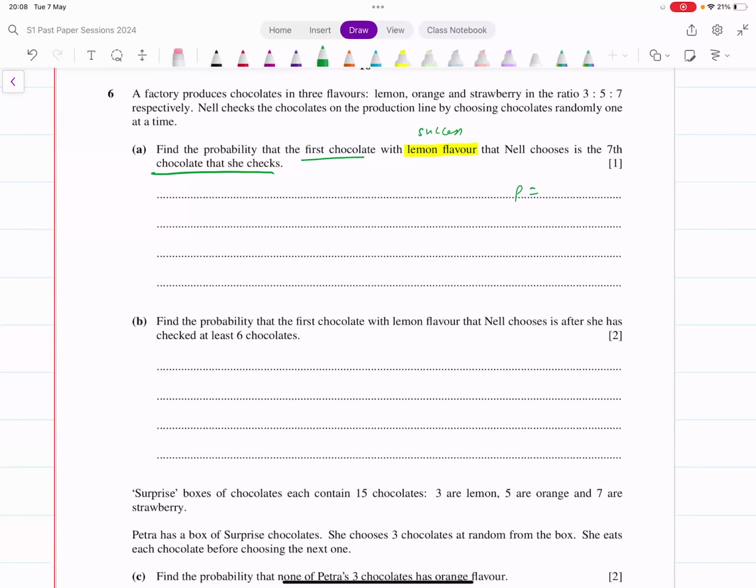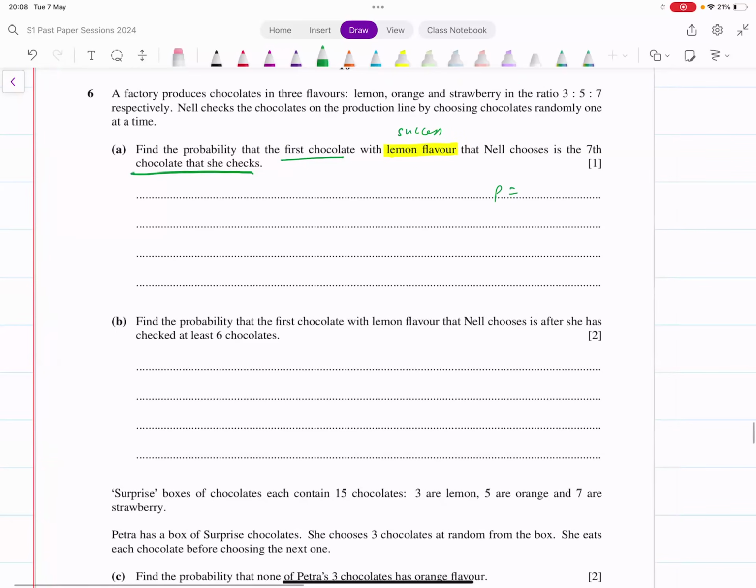The probability of success is going to be based on the ratio of the lemon flavored chocolates. The 3 flavors are in this ratio: lemon, orange, and strawberry, 3:5:7. What's the sum of these numbers? 8 and 7, that's 15. The probability of success would be 3 out of 15, or you could say 1 out of 5. What about the probability of failure then? That will be 4 out of 5.